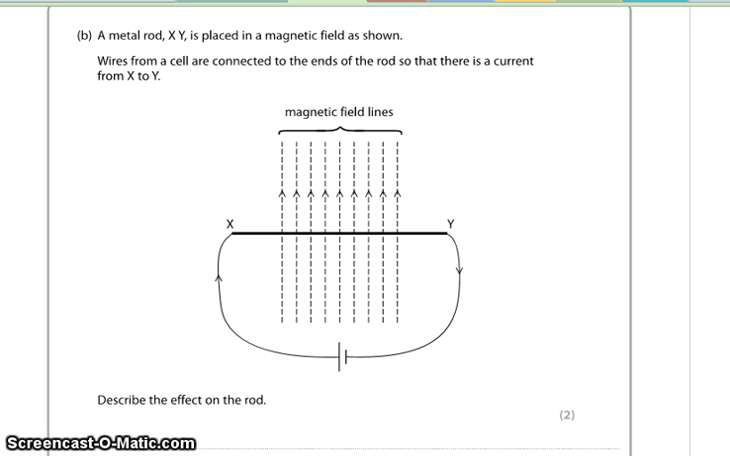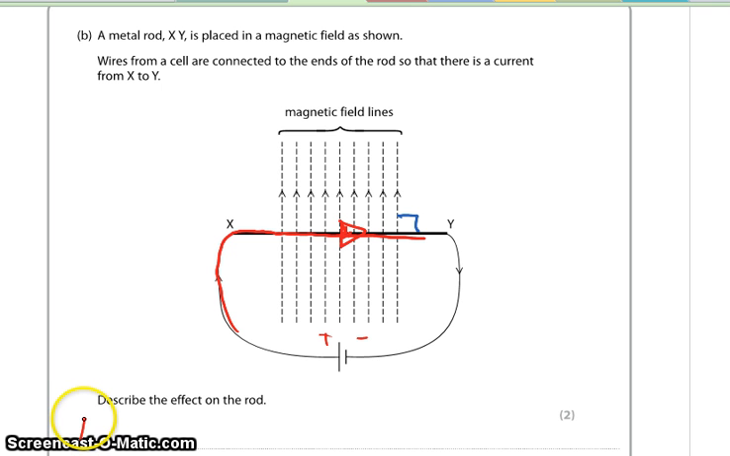Now we then place a metal rod in the magnetic field. Now this magnetic field is at 90 degrees to the rod, and therefore it's at 90 degrees to the direction in which the current is flowing. So the current is flowing from positive to negative, so it's coming through here and it's going at 90 degrees to the magnetic field. Now it says describe the effect on the rod.